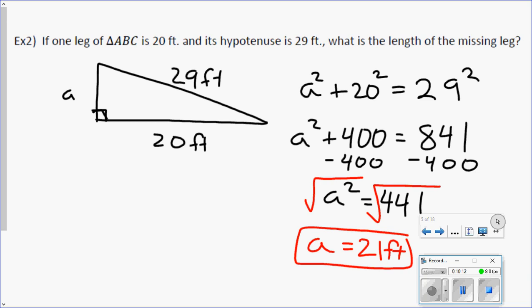You will have decimals, and most of the time I'll have you round to the tenths place. Okay.